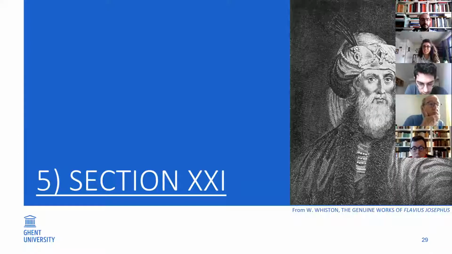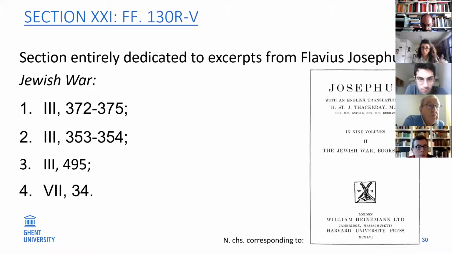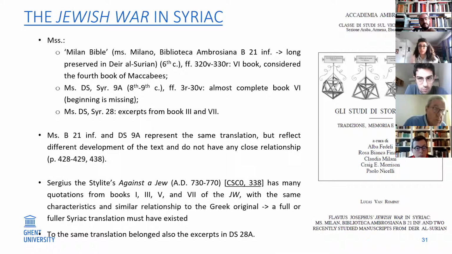Next section, I'm going to be quite quick about it as well, because the complete excerpts are in the catalog, and also because Lucas Van Rompay wrote an article on that, which is on the next slide. So I've got very little to add to it. What do we have here? Excerpts from Flavius Josephus, from books 3 and 7. You can see that they are not in order. The Jewish War in Syriac, and here's the article from Lucas Van Rompay.